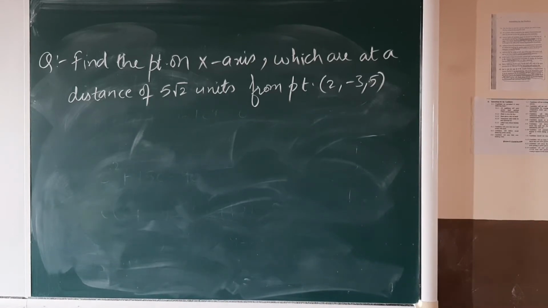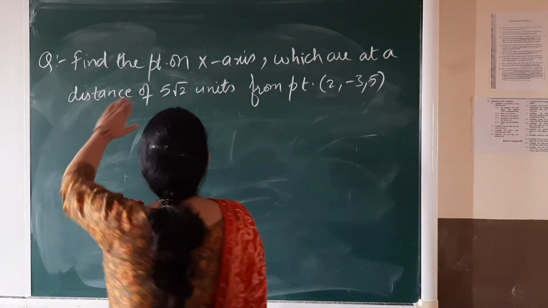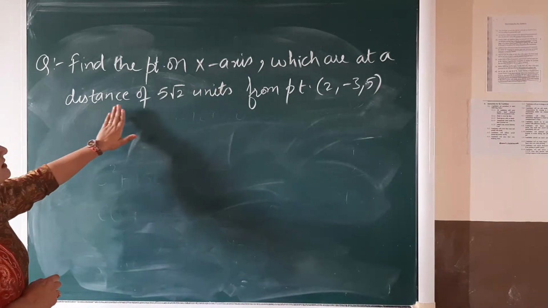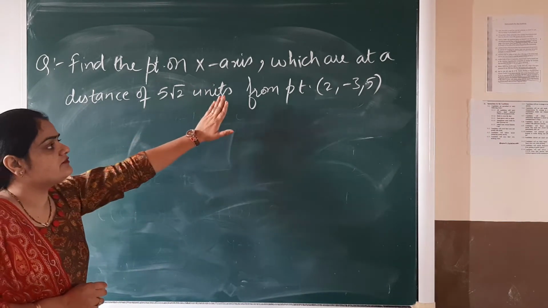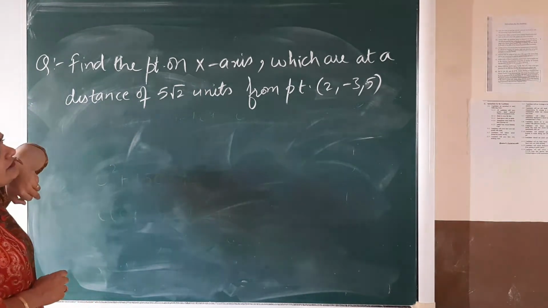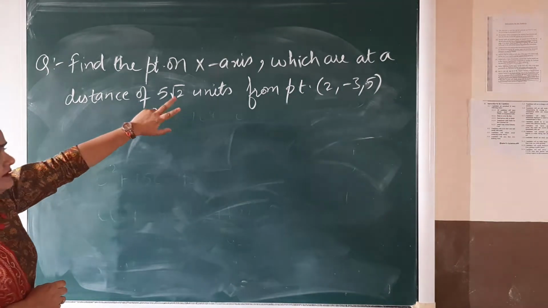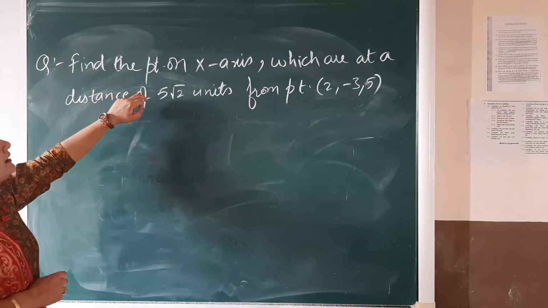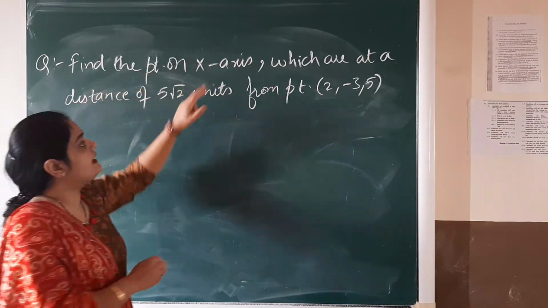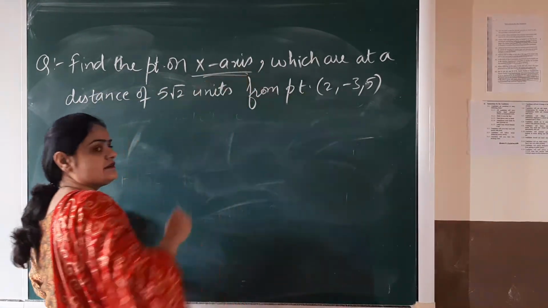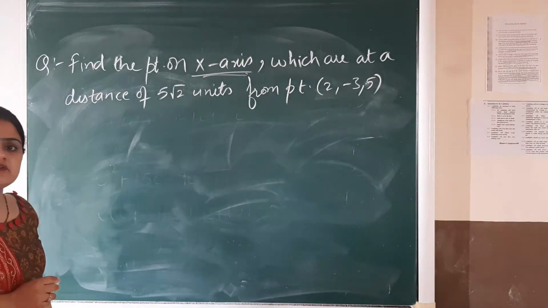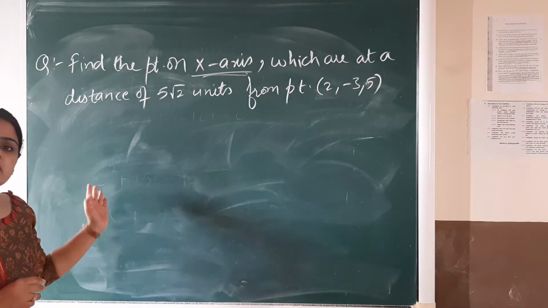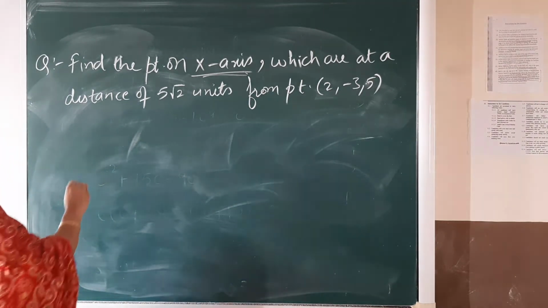Next question is: find the points on the x-axis which are at a distance of 5√2 units from the point (2, -3, 5). Okay, one point is given, distance is given, we need to calculate the second point. But the condition is the point is lying on the x-axis. Of course, if the point is lying on the x-axis, then y and z coordinates are 0.